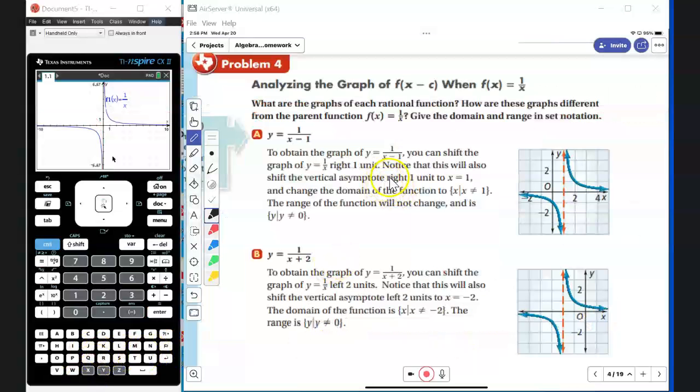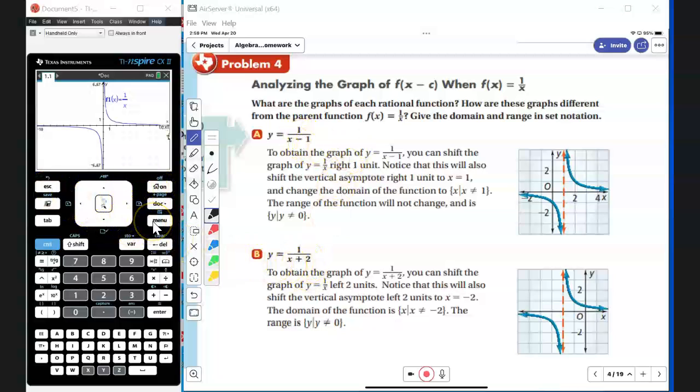We're continuing transformations. Now the minus and the plus will be in the denominator. So it says, what are the graphs of each rational function? How are these graphs different from the parent function? Give the domain and range in set notation. So to obtain the graph of y equals 1 over x minus 1, you can shift the graph 1 unit to the right. And we're going to see that. So just like our other transformations, when we have a minus 1, it's going to be in the denominator, it's going to shift to the right. Plus 2, it's going to shift to the left.